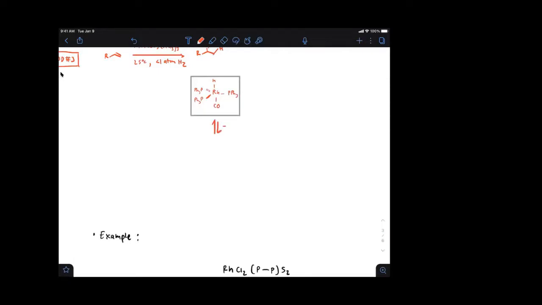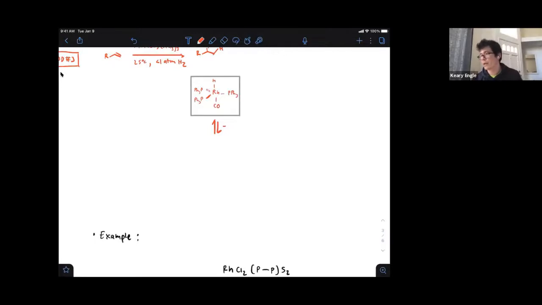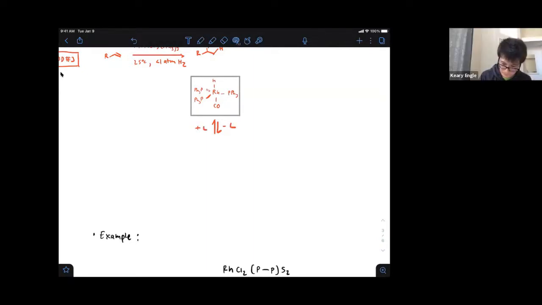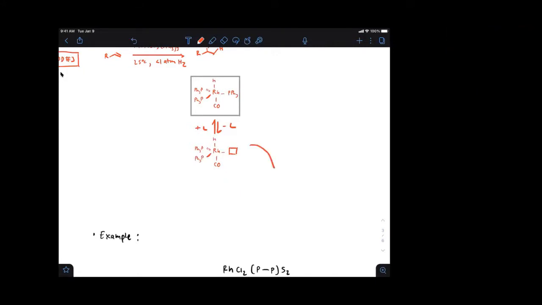Yeah. Okay, so if it's an 18 electron complex, then what's the first thing that needs to happen? You must lose a ligand. Okay. Yeah. So first things first, we free up a coordination site, and then what would you expect to happen next? You can either coordinate with olefin or coordinate with hydrogen.